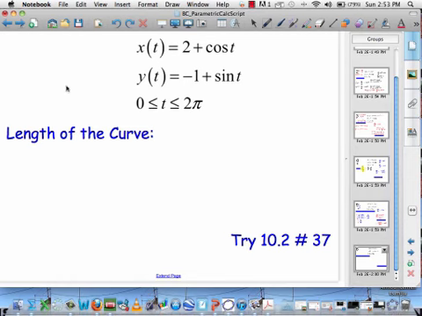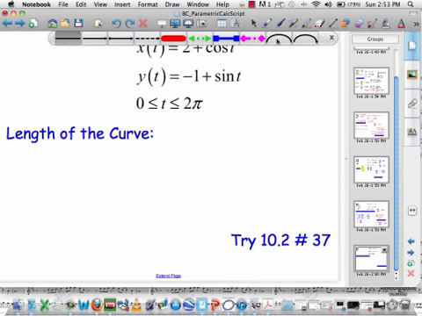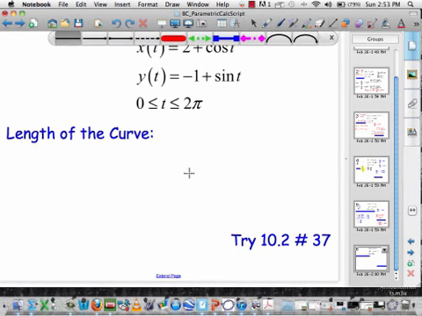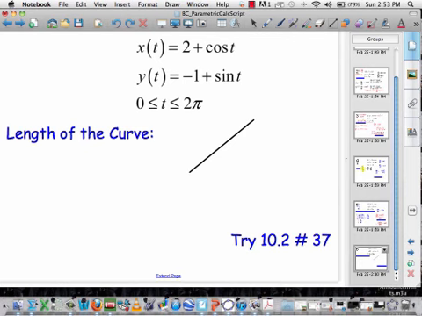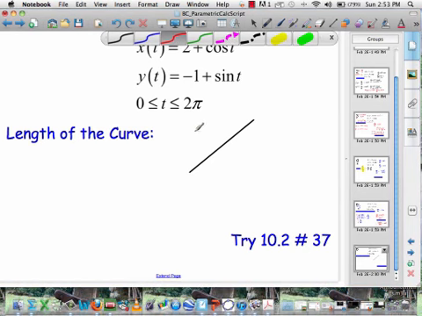Last little concept we're going to look at here is the length of a parametric curve. Let's go back and remind ourselves, when you zoom in on a curve, it will look like a line as long as your curve is differentiable. So we'll say that this is our curve, x of t, comma, y of t.